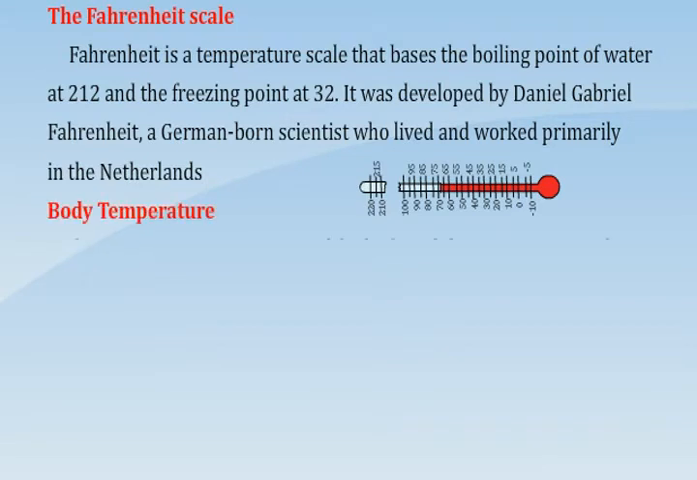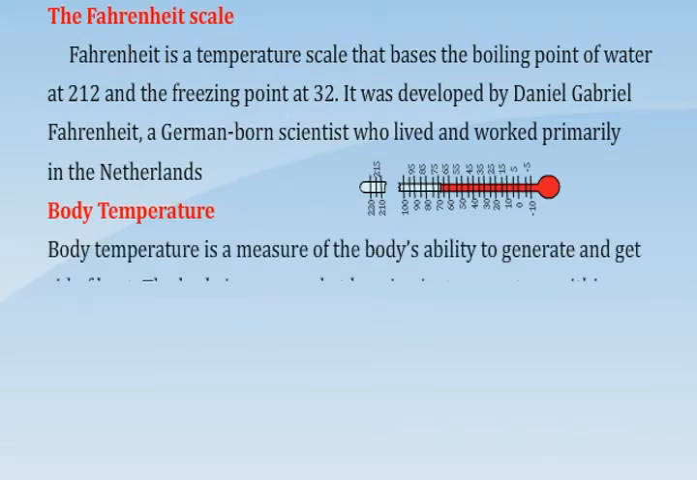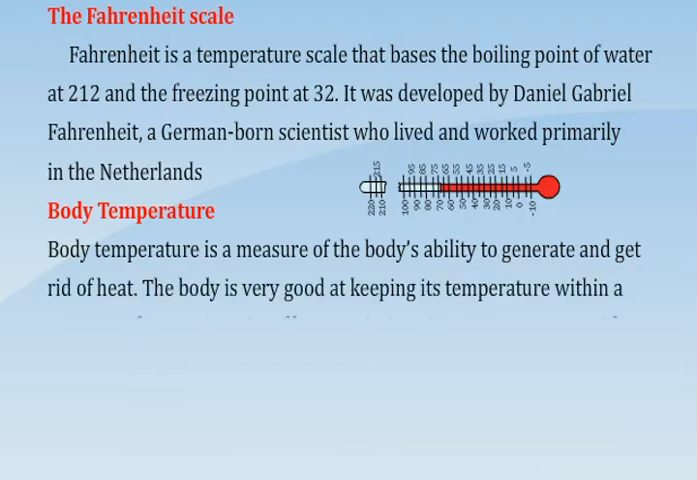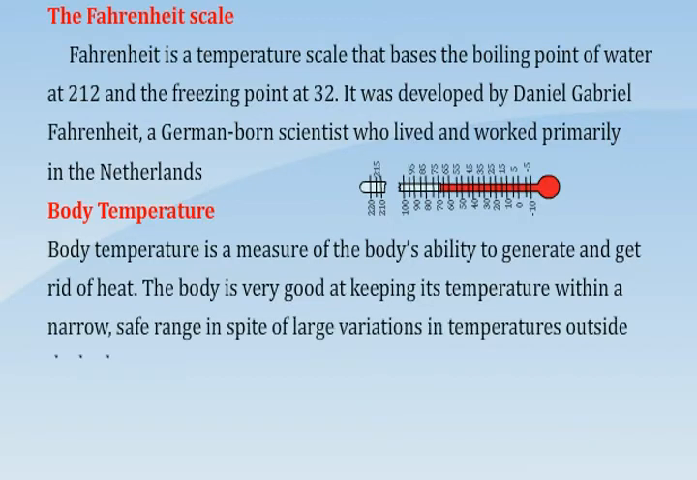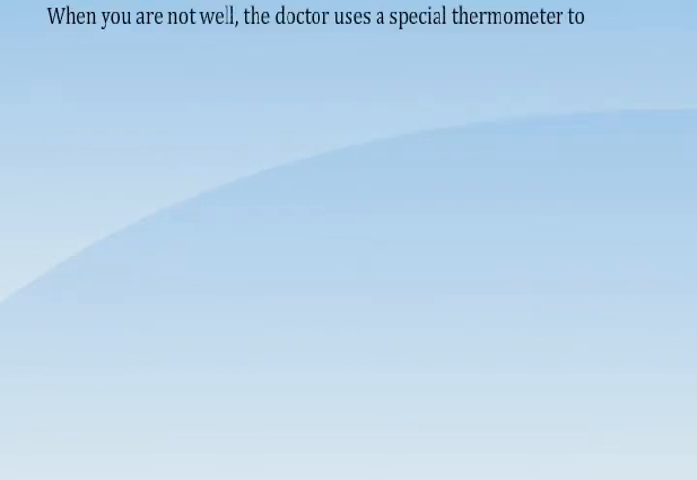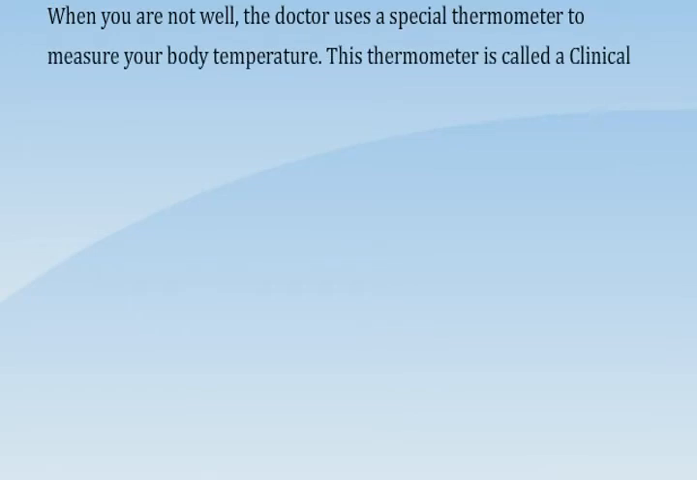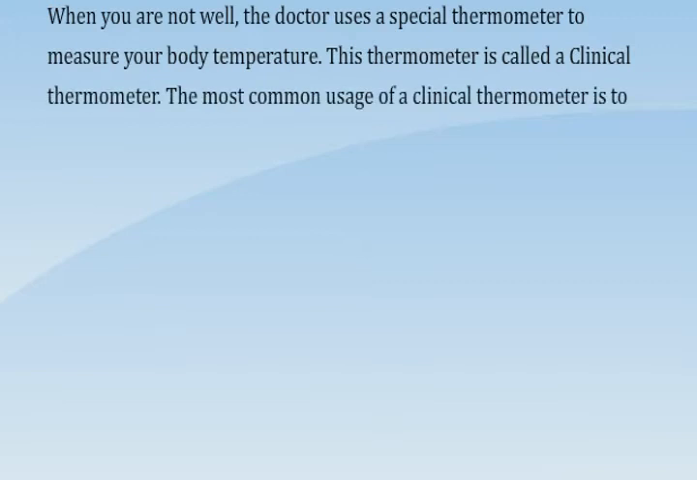Body temperature. Body temperature is a measure of the body's ability to generate and get rid of heat. The body is very good at keeping its temperature within a narrow, safe range in spite of large variations in temperatures outside the body. When you are not well, the doctor uses a special thermometer to measure your body temperature. This thermometer is called a clinical thermometer.